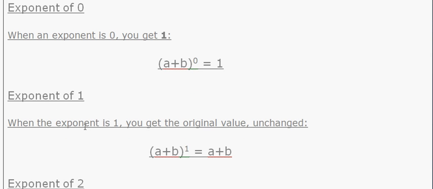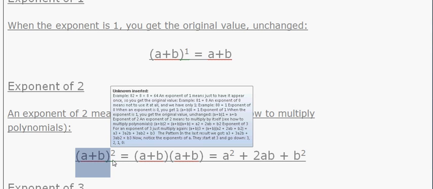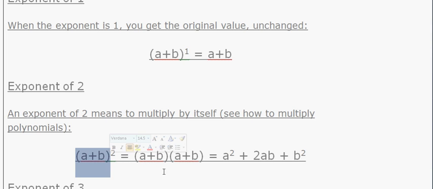Exponent of 1: when the exponent is 1 you get the original value unchanged, like here we can see. Exponent of 2 means to multiply by itself. See how to multiply polynomials here. It means (a plus b) squared, that is, a plus b is appearing two times in multiplication. This means (a plus b) times (a plus b), and we will get this.